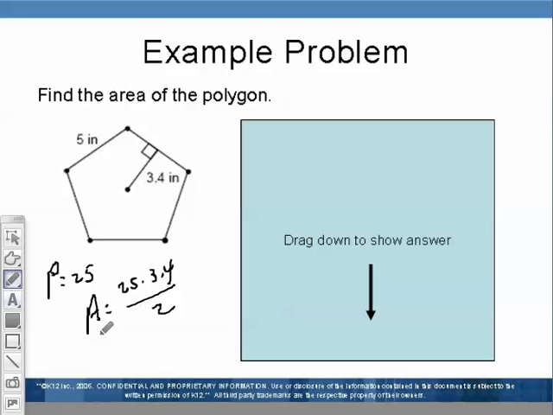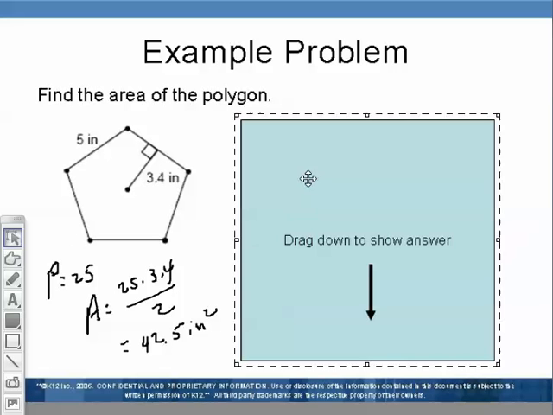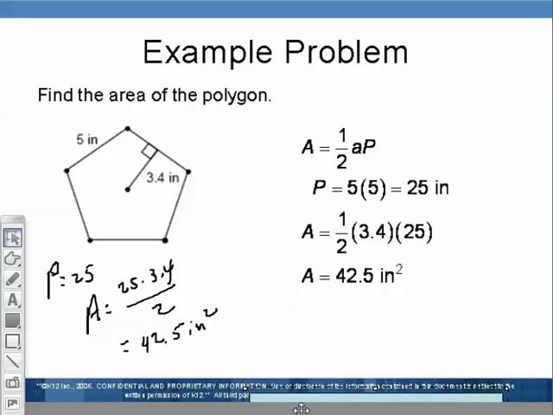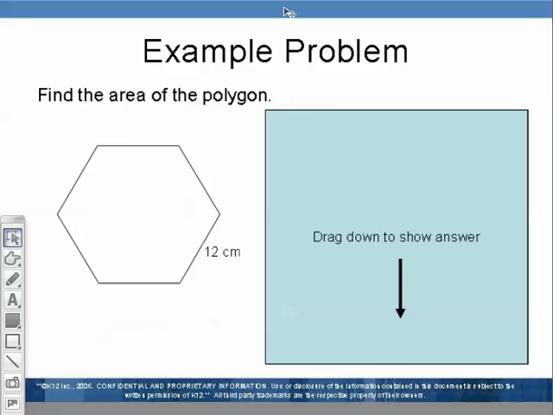So I got 42.5 inches squared. Hope you guys are seeing how I'm doing this. If you're not, make certain you go back and watch these recordings again and again and again until you get it. The apothem becomes a very, very powerful tool for you. Okay? Oh my. Here they didn't actually give us the apothem, did they?